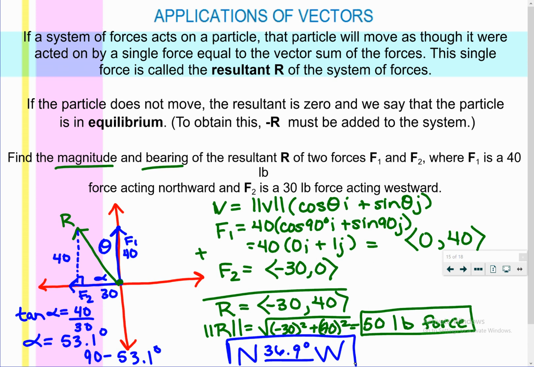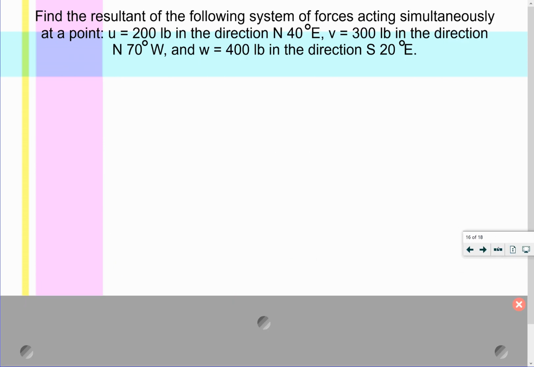So we add our vectors together after we write them as vectors to get the resultant, and then the resultant vector gives us the magnitude and the bearing that the question is asking for. Make sense? Okay, let's do one more. This will be our last one. Well, maybe. Might do two.